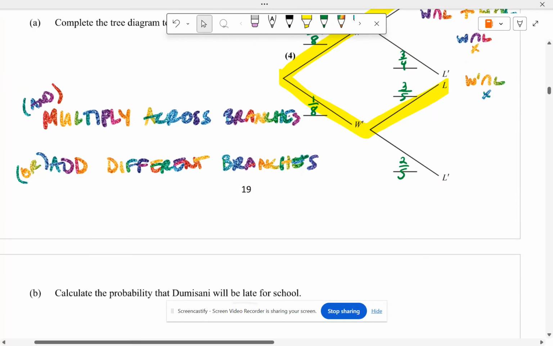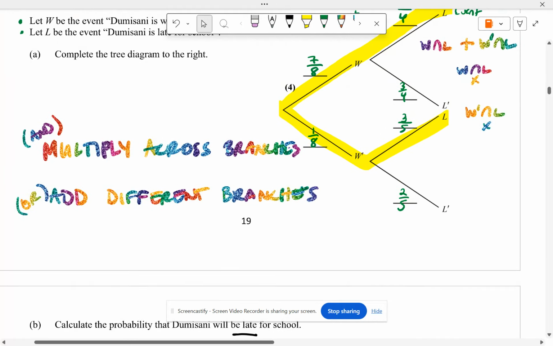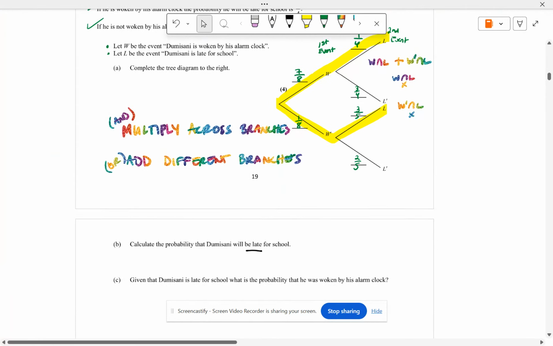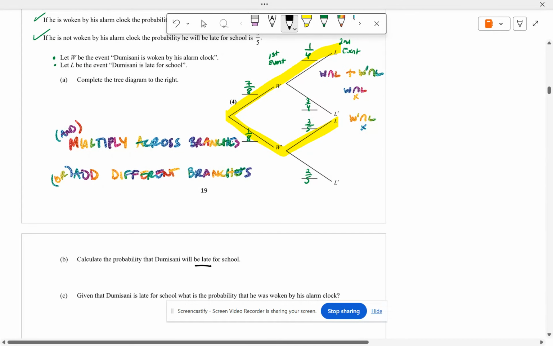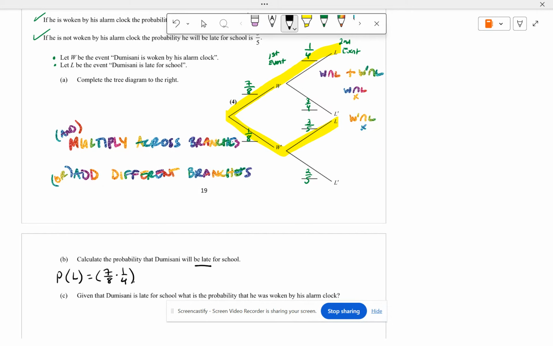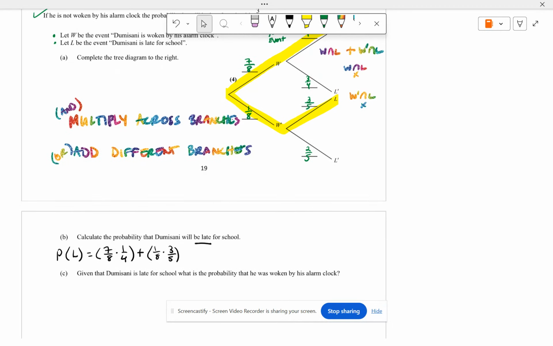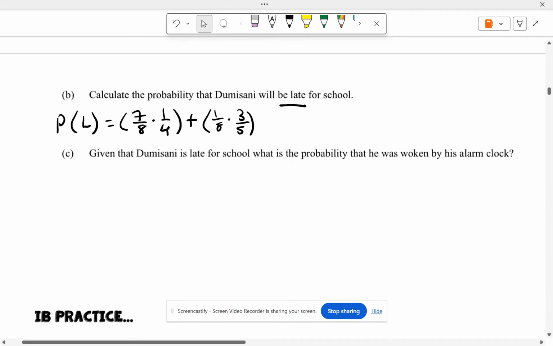Okay. So we're trying to find all the ways that he's going to be late for school. So you're going to multiply across the branches, right? Sorry, I'm going to zoom out here so I can see everything. So the probability that Dumisani will be late for school can be found by multiplying across the W and L branch, or multiplying across the not W and L branch. Those are the 2 ways he can end up being late, okay? So go ahead and type this in your calculator and let me know what you guys get for the probability that he's late for school.